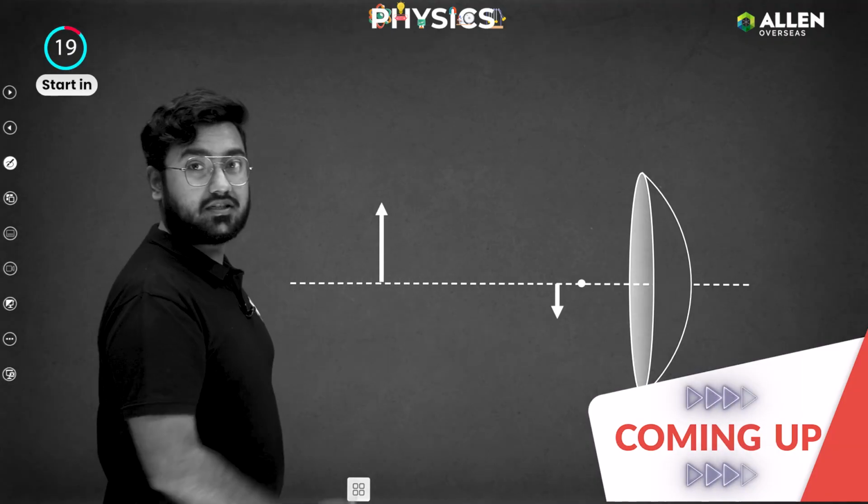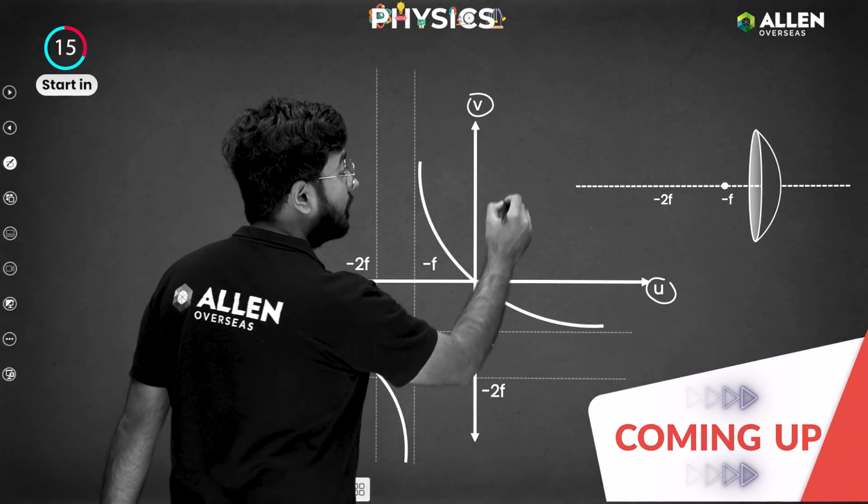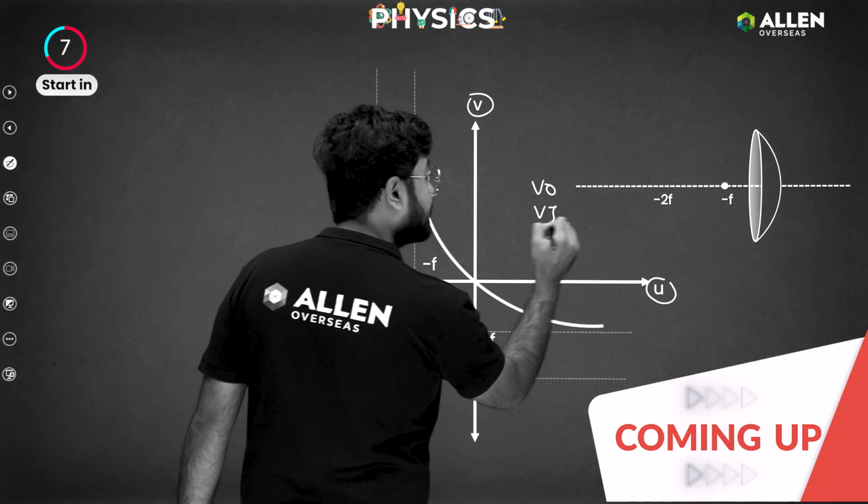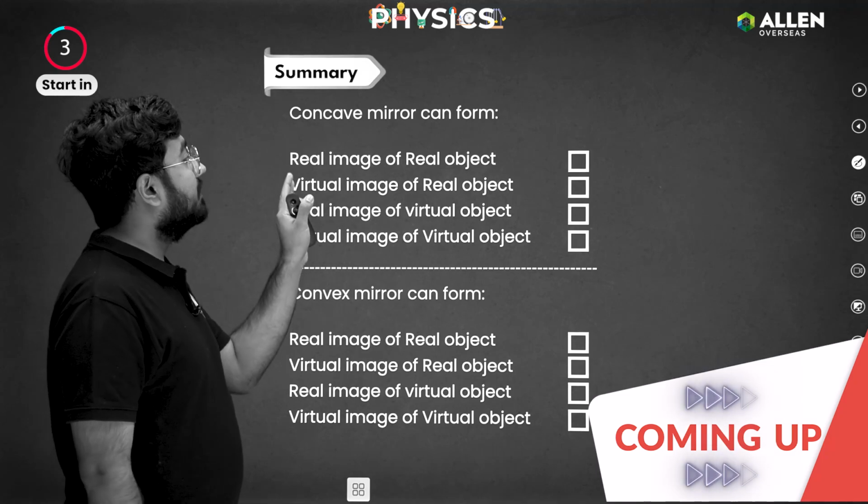Move the object towards the mirror. That means this is the case of a virtual object forming a virtual image. A concave mirror can form a real image of a real object.